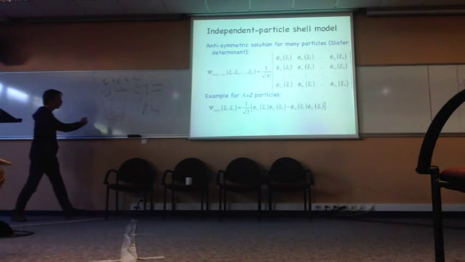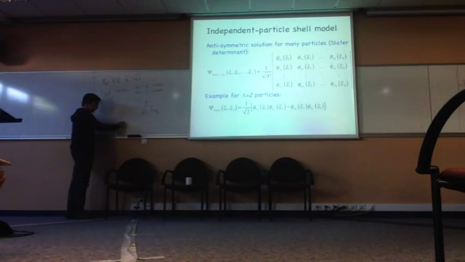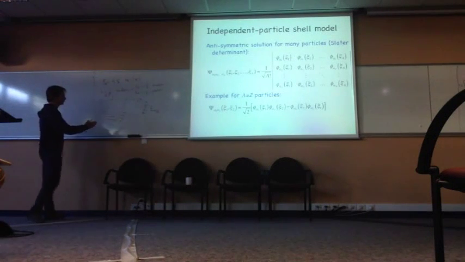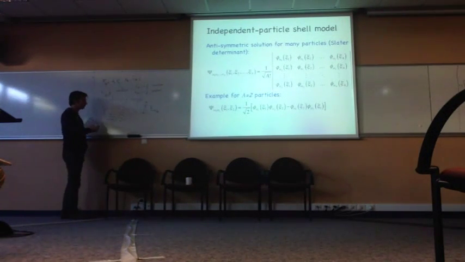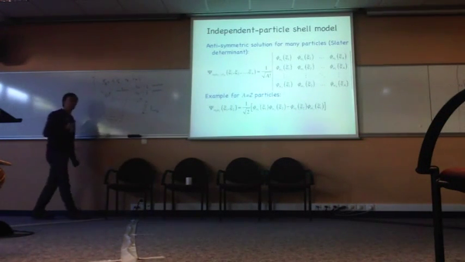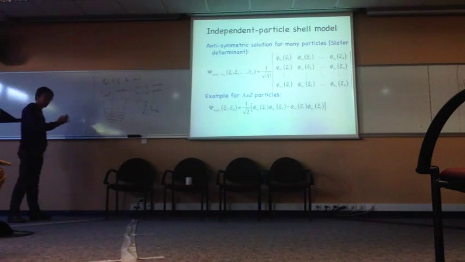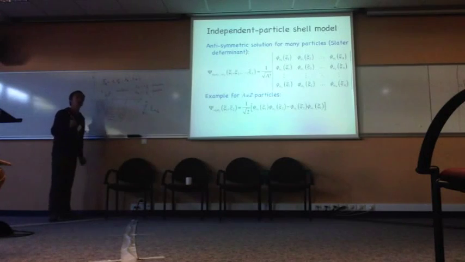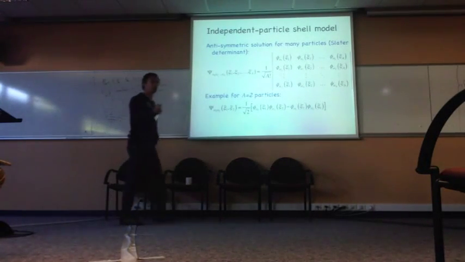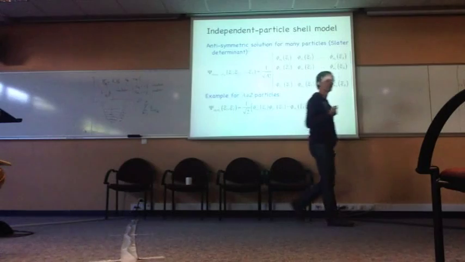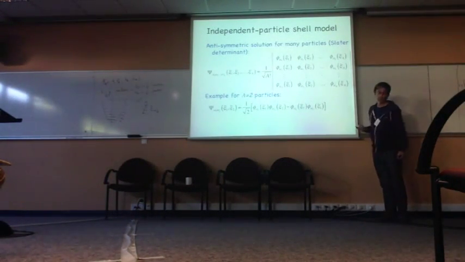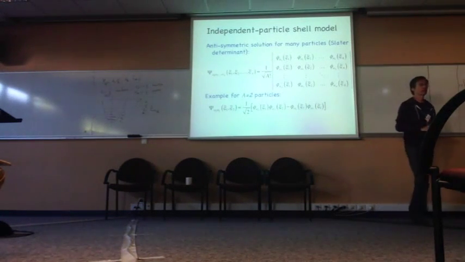So if you look at the complete list of the labels, I will specify it later, it will be the radial quantum number, the orbital angular momentum and the projection of the orbital angular momentum, the spin, and the isospin. If you look at all the quantum numbers, then no two particles should be sitting in the same quantum mechanical state. So this is not allowed by the Pauli principle. And this is precisely obeyed by this Slater determinant.